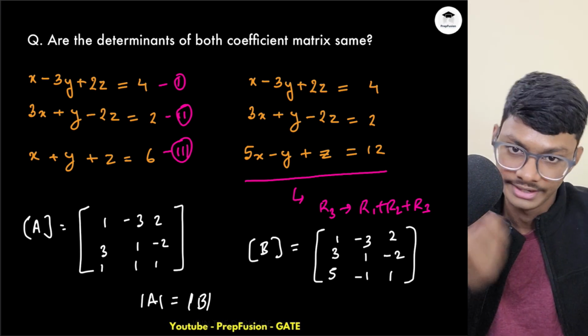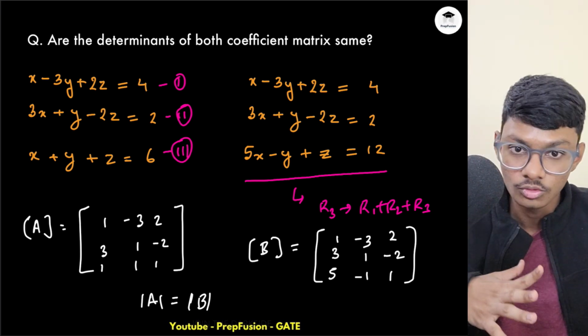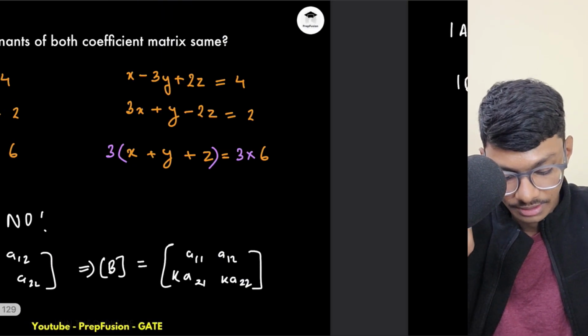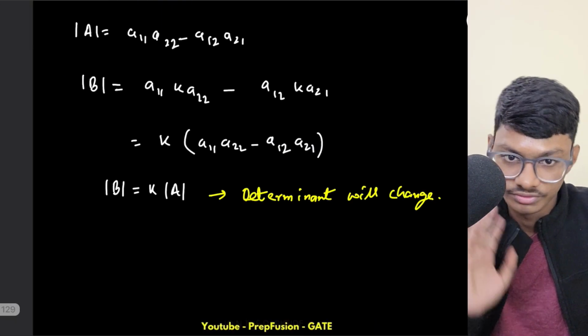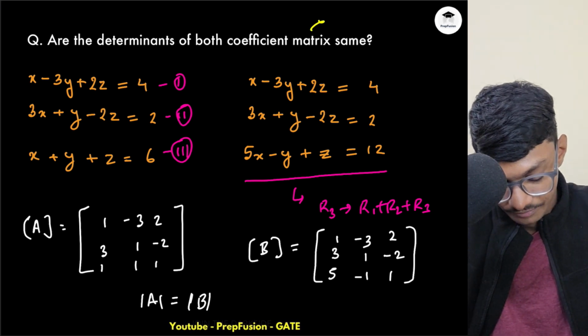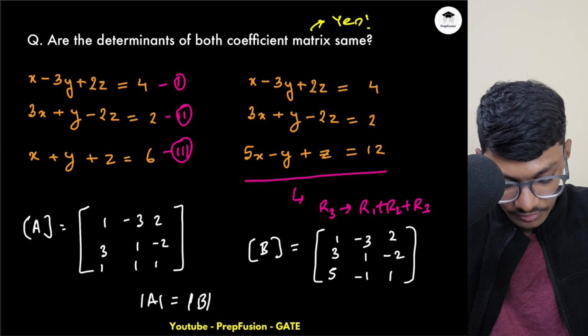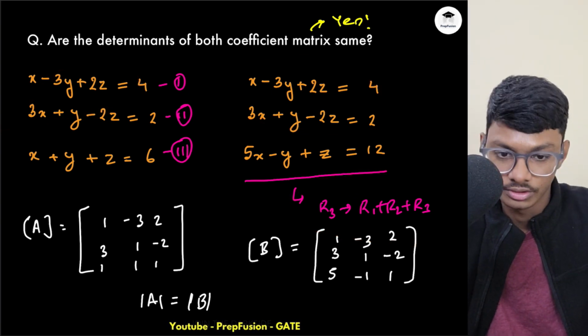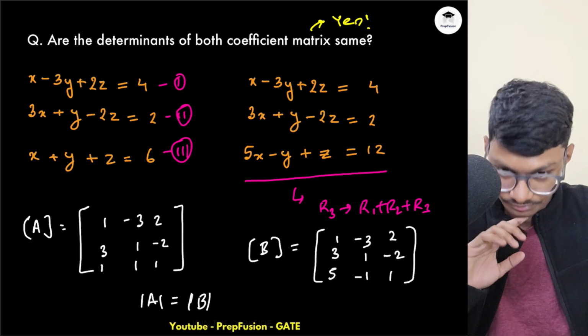We can do the addition, we can do the subtraction, all those things we can do, just as we did in the elimination, but we can't simply multiply just a row with 3. Okay, we can't do that. So in this case the determinant will be the same. What we did, we just added the rows. So this is a valid case.